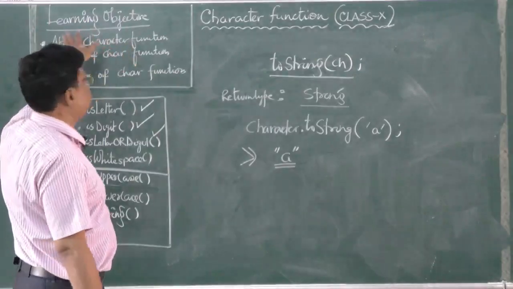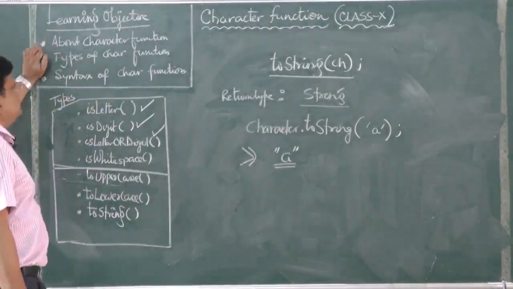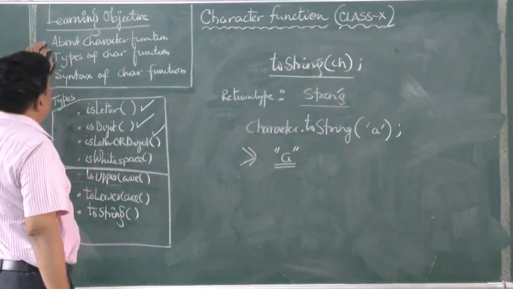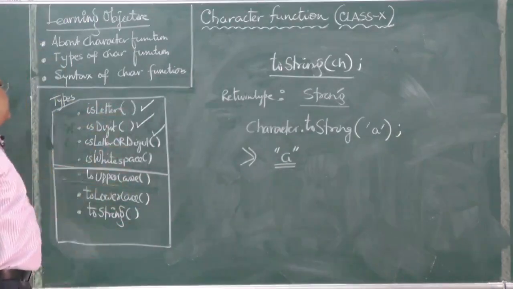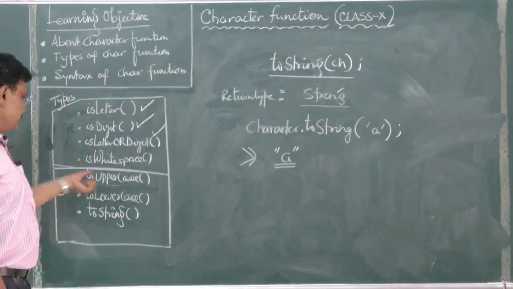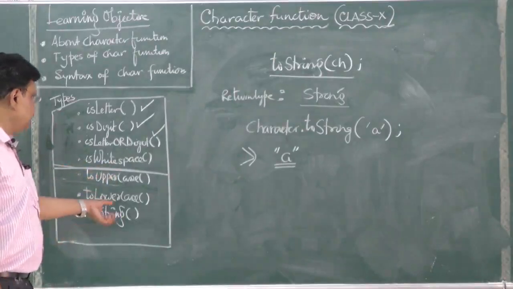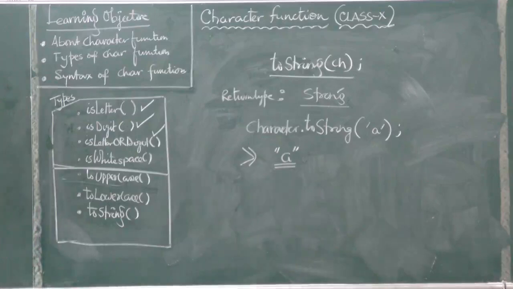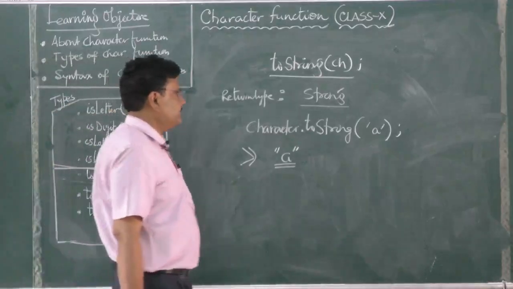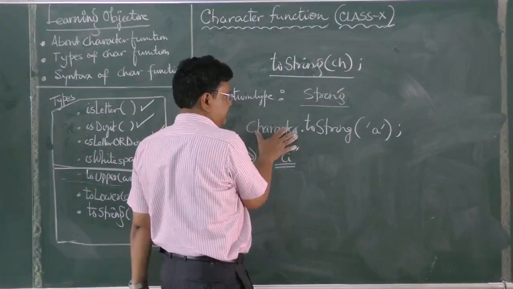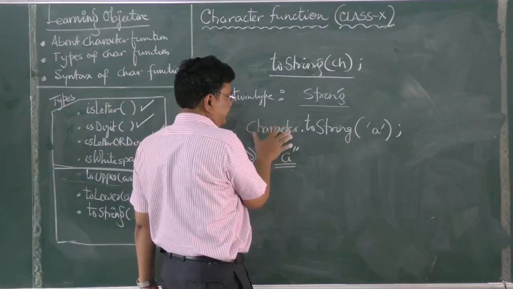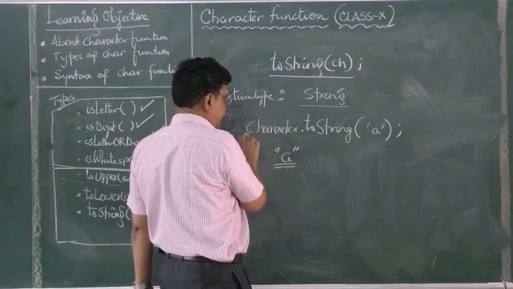About the character functions, our objective was to learn about the character functions and their types. These are the seven which we will normally discuss in class 10: isLetter, isDigit, isLetterOrDigit, isWhitespace, toUpperCase, toLowerCase, and toString, and then the syntax of each to be written. Now remember, each one written along with a wrapper class should start with a capital letter.